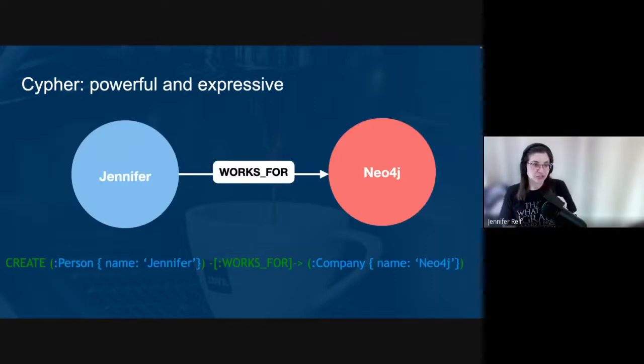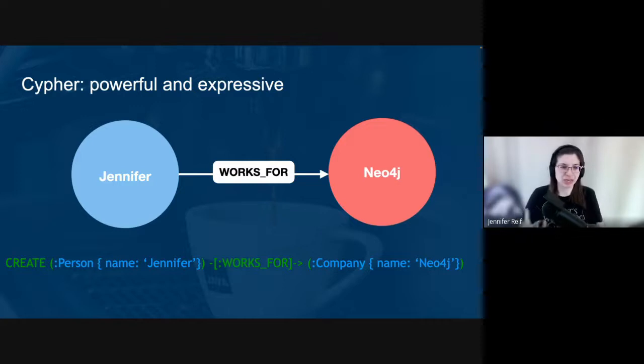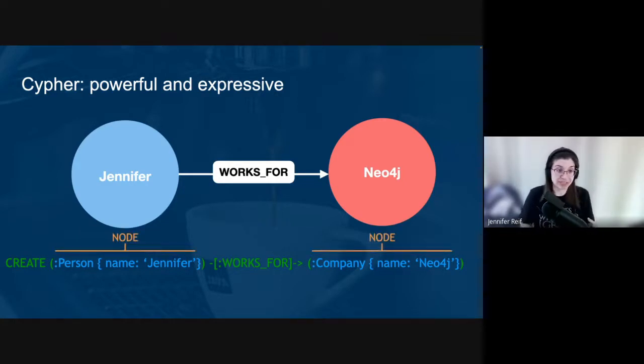So if we wanted to create this pattern, Jennifer works for Neo4j, into the database, we have two nodes, right? One Jennifer, one for Neo4j, and there's a works for relationship. And this is the Cypher that we would write in order to create that pattern. So the create keyword, which is basically insert, if you're familiar with the relational SQL syntax. And then we need two nodes and a relationship. Now, our nodes are encompassed in parentheses.